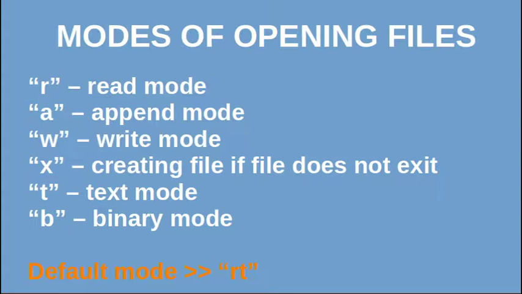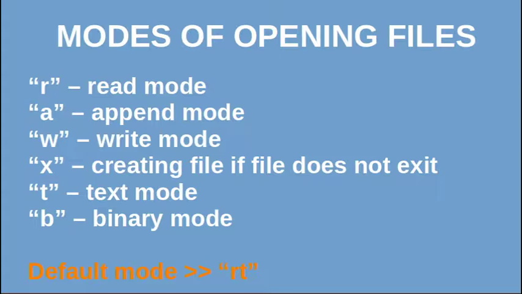There is the R mode, which stands for the read mode, and the A mode, which stands for the append mode. The append mode is used to add text to an existing file. There is also the write mode, which stands for W. The write mode is used to write content to a file. There is the X mode, which creates the file if the file does not exist, and will throw an error if the file exists. So you can use this to check if a file exists. If it does not exist, you create a file, but you need to handle that error using a try and except block, which we discussed earlier in this series.